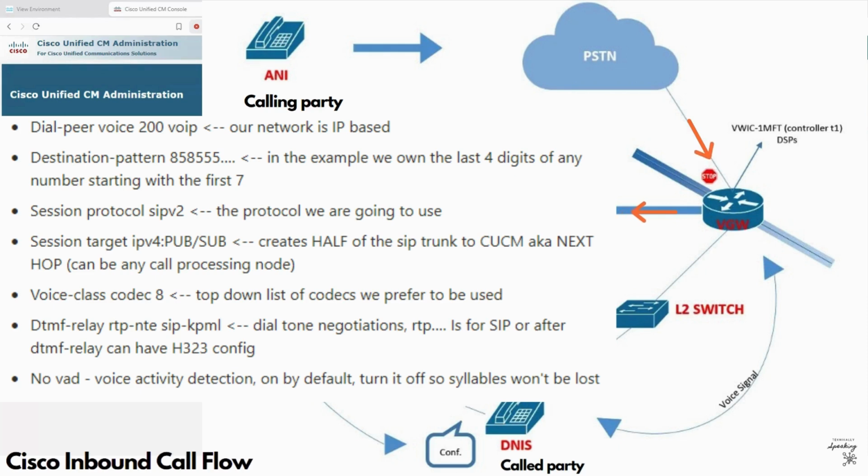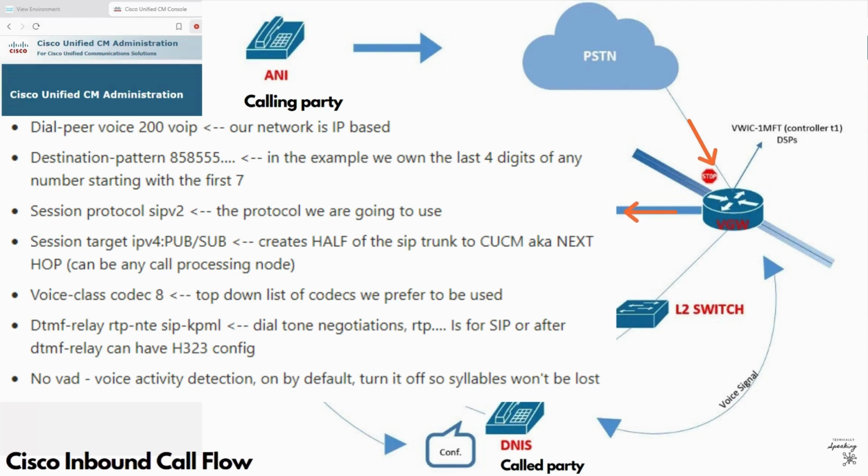Destination pattern. And in this example, we only own the last 4 digits of the number. So it's going to start with the first 7. So we're just going to put in the first 7 digits and dot, dot, dot, dot, 4 dots for the numbers that we own. Session protocol SIPv2 is the protocol we're going to use. The session target, the IPv4, is going to be the IPv4 address of the call manager sub and pub.